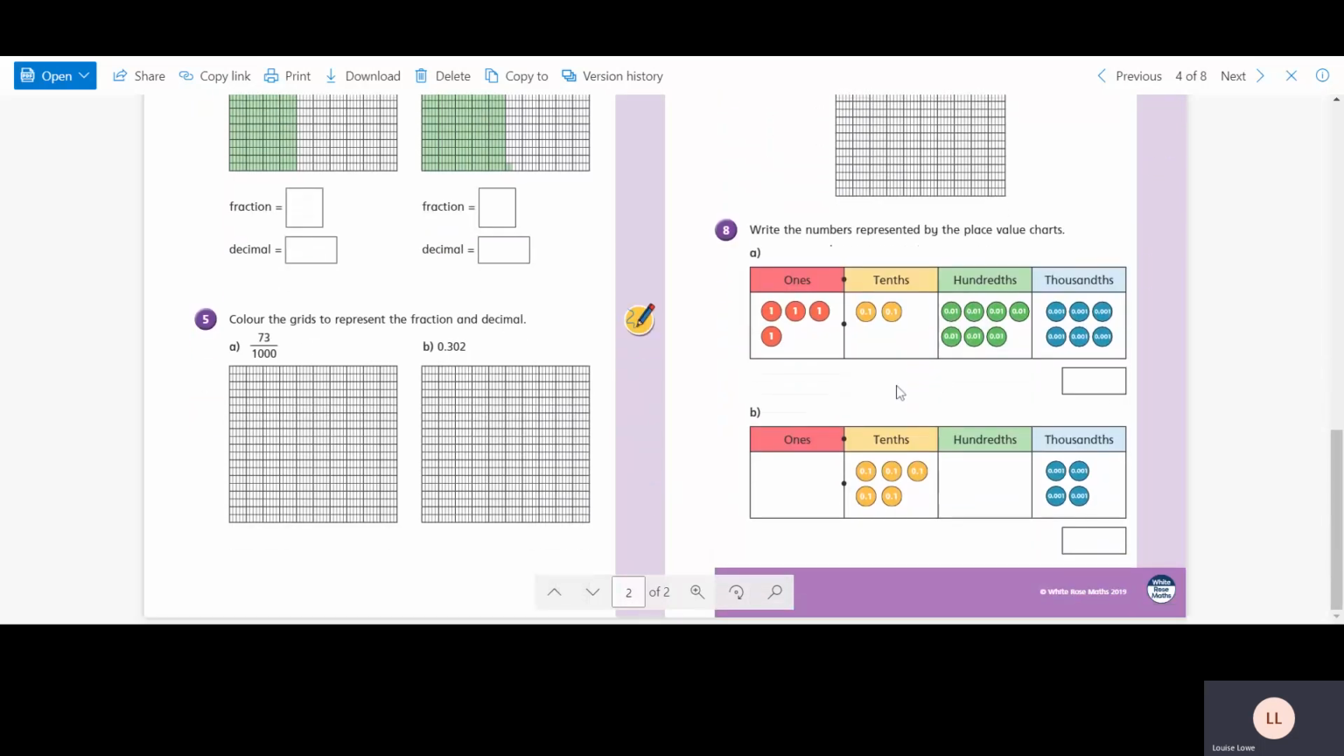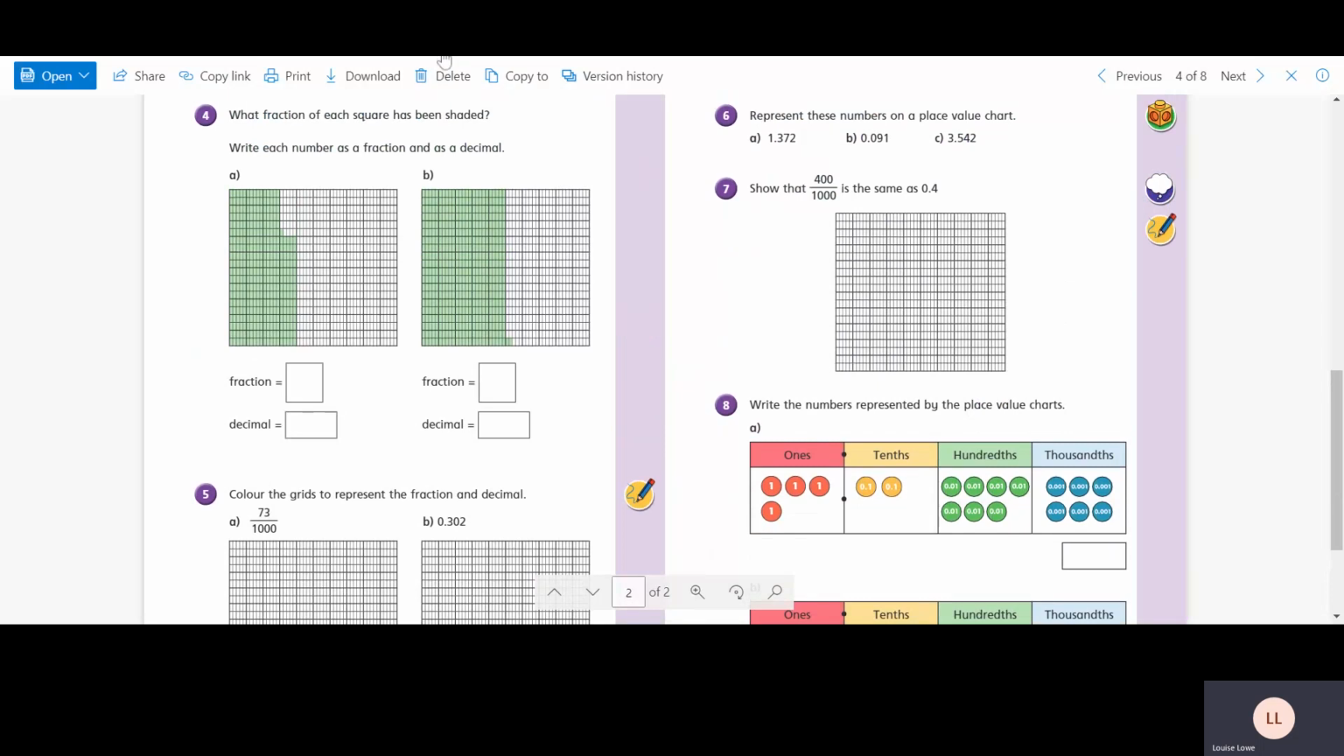Underneath, just write down the decimal that you see, write it in order. So start with your ones. Don't forget your decimal point. There it is, look, in between your ones and your tenths, and then just write down what you see. If there is nothing in the box, like on B here, make sure you represent it with a 0.